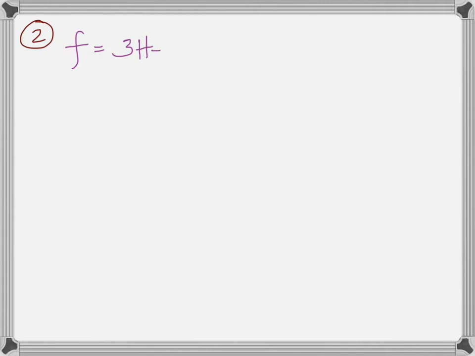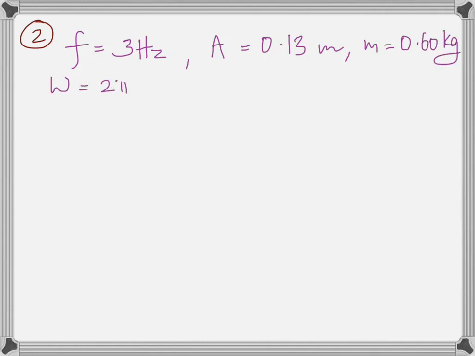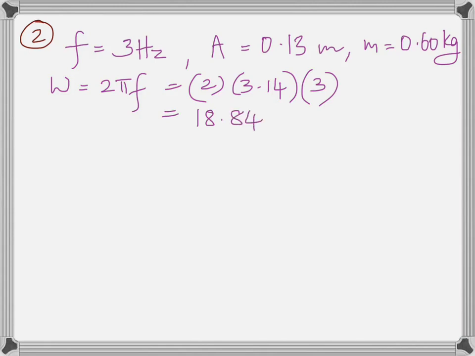In question 2, the frequency is 3 hertz and the amplitude is 0.13 meter. Mass is given as 0.6 kilogram. Omega is 2 pi f. Omega is called the angular frequency. It is 18.84 radians per second.